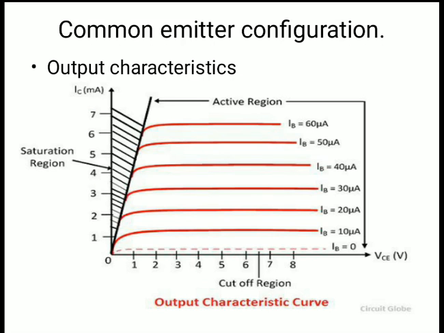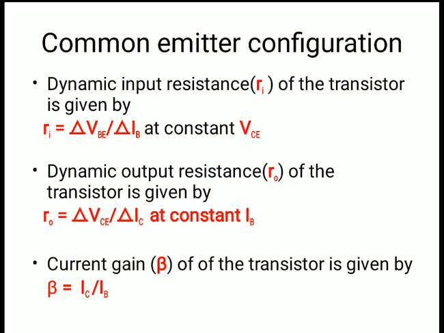Again in the output characteristic we get three regions. The first one is the saturation region, then the active region, and the last one, below, is the cutoff region. These are the different readings for a constant value of IB. When IB is 10, we get this reading, then for 20, then for 30. For different values we get different relationships between VC and IC.